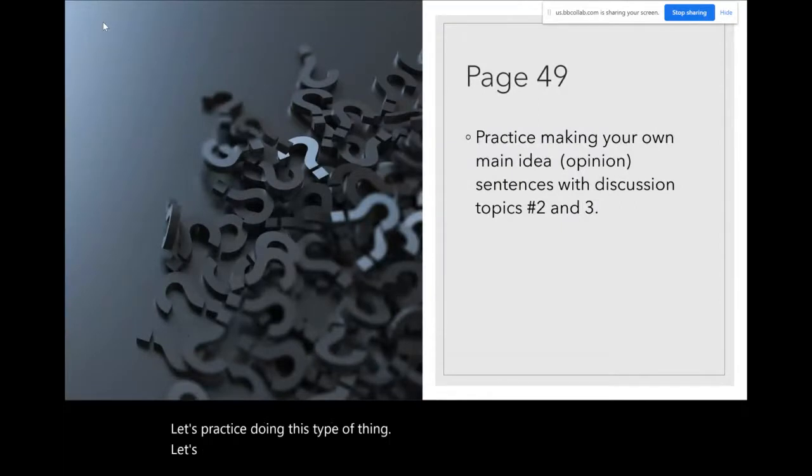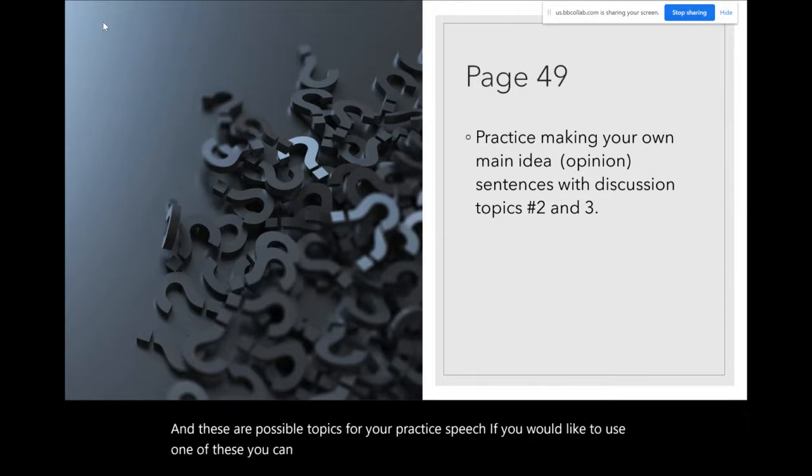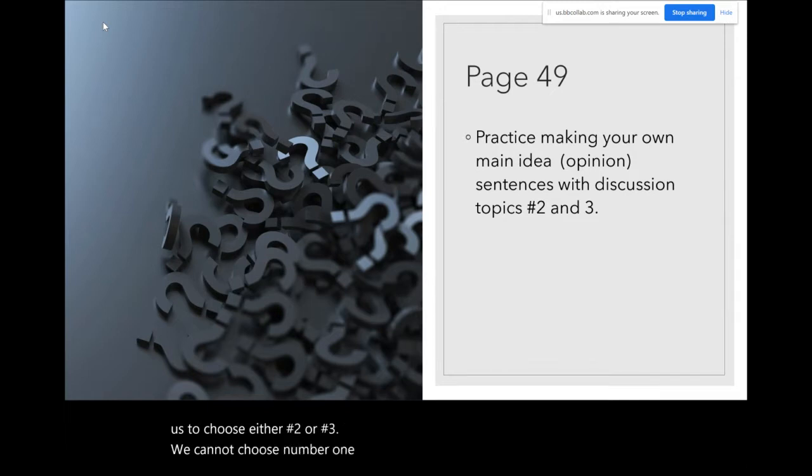Let's do a main idea sentence. Look at page 49 again. These are possible topics for your practice speech. If you would like to use one of these, you can, okay? So right now in our class, just so we can practice, I want us to choose either number 2 or number 3. We cannot choose number 1 because number 1 is not an argument topic. But on the bottom of page 49, where it says discussion, I want you to look at number 2 and number 3. And under that, with a pencil, I want you to write a main idea sentence.